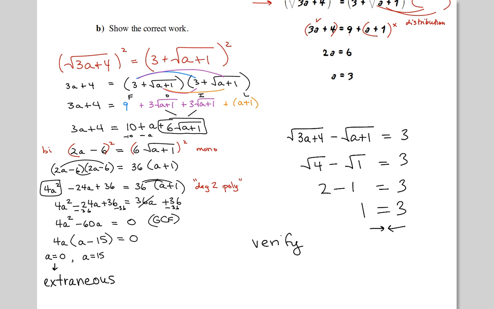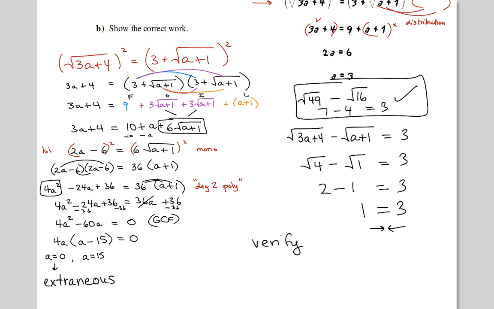So now you have to check 15. If one of them's rejected, it doesn't guarantee the other. Okay, so let's try 15. I'll go up this time. If that was 15, that would be 45. 45 plus 4 is 49. If that was 15, you'd have 16. 7 minus 4, is that 3? Okay. So, a equals 15.